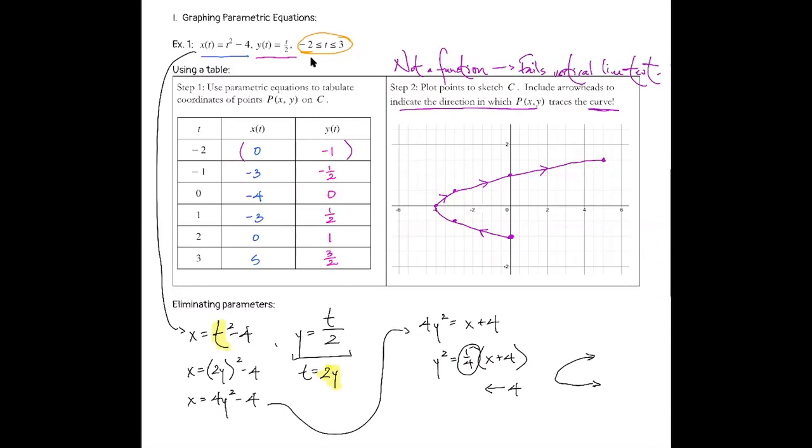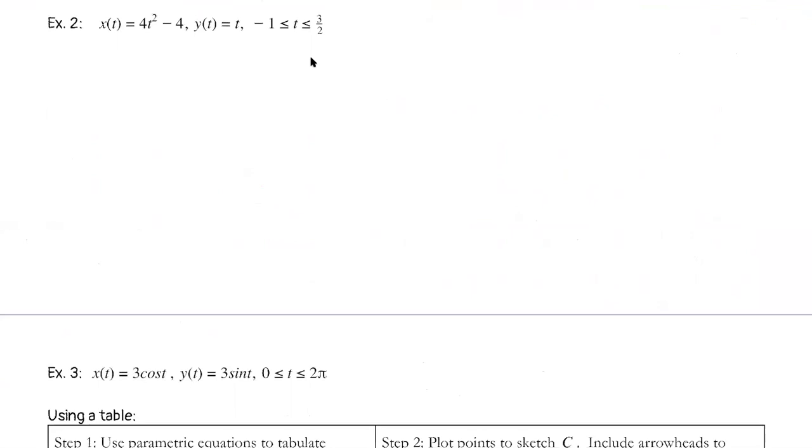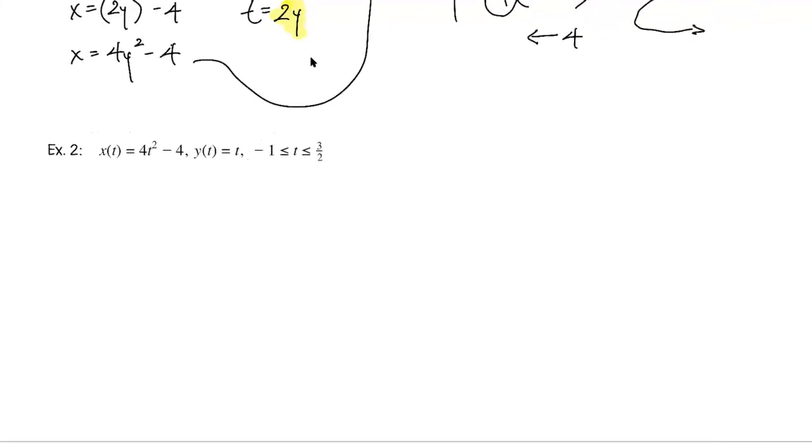All right. So what we're going to do now is take a look at the second example. Here I have x equals 4t squared minus 4 and y equals t, and I'm going between -1 and 3/2. So what I'd like us to do is actually start with a little table here. I'm going to go ahead and make a table horizontally, but it doesn't matter which way you make it.